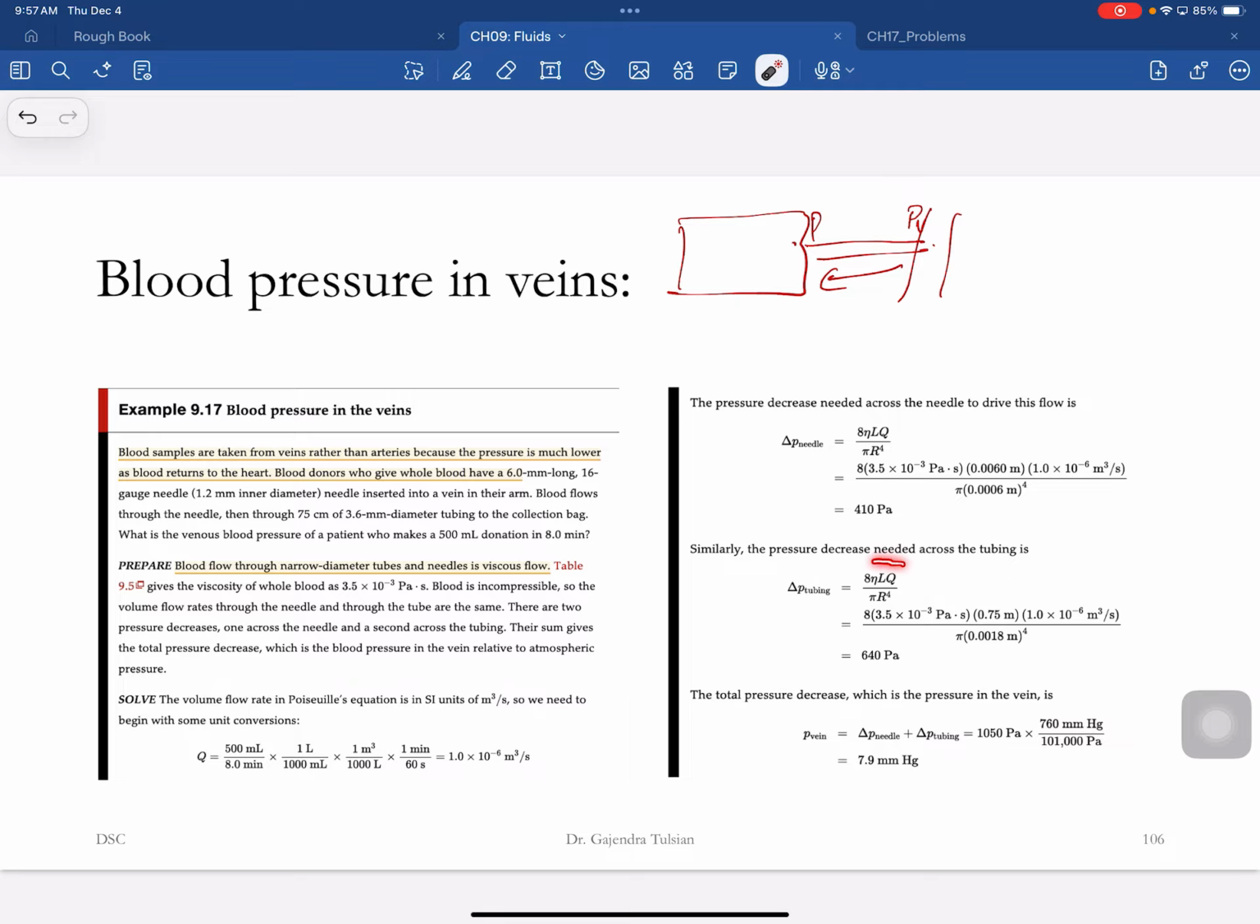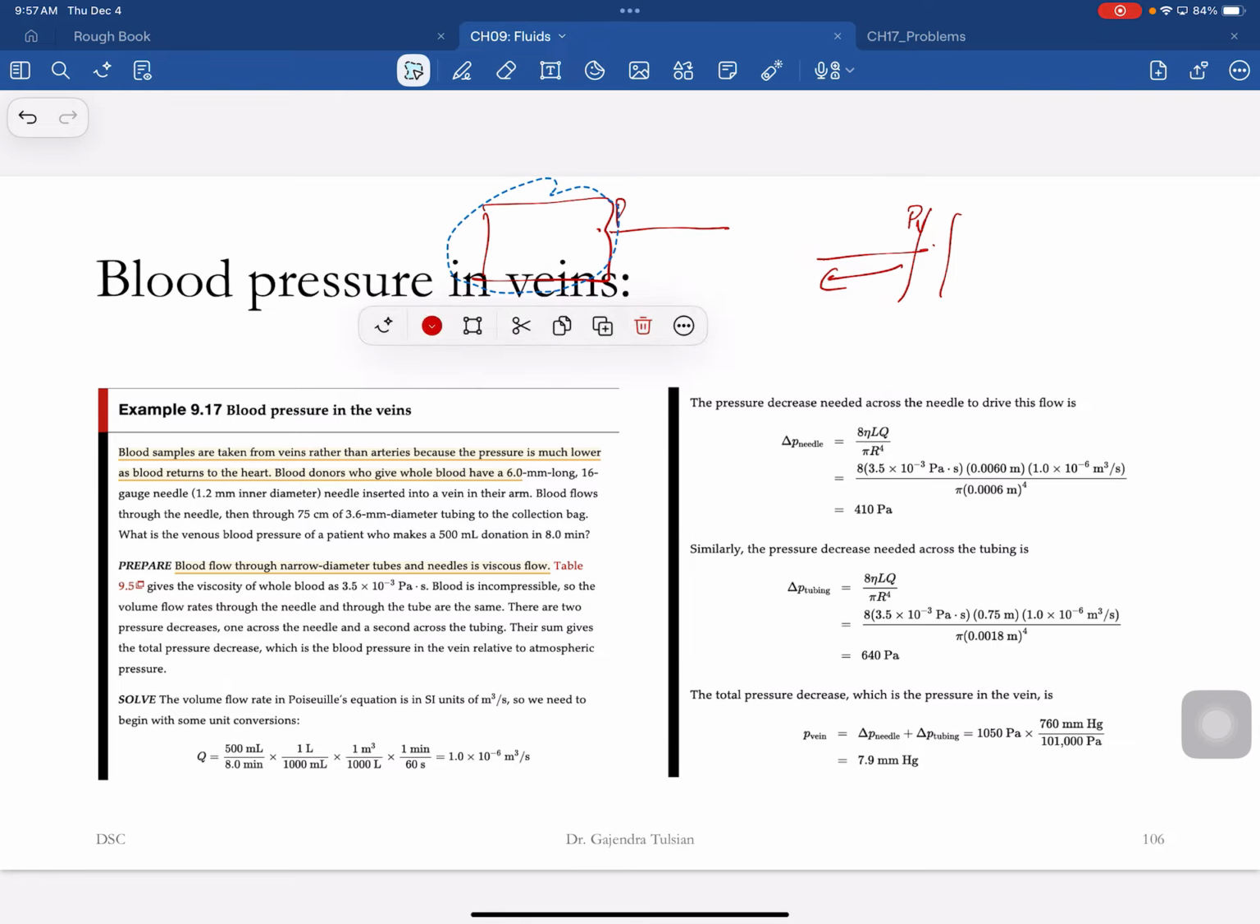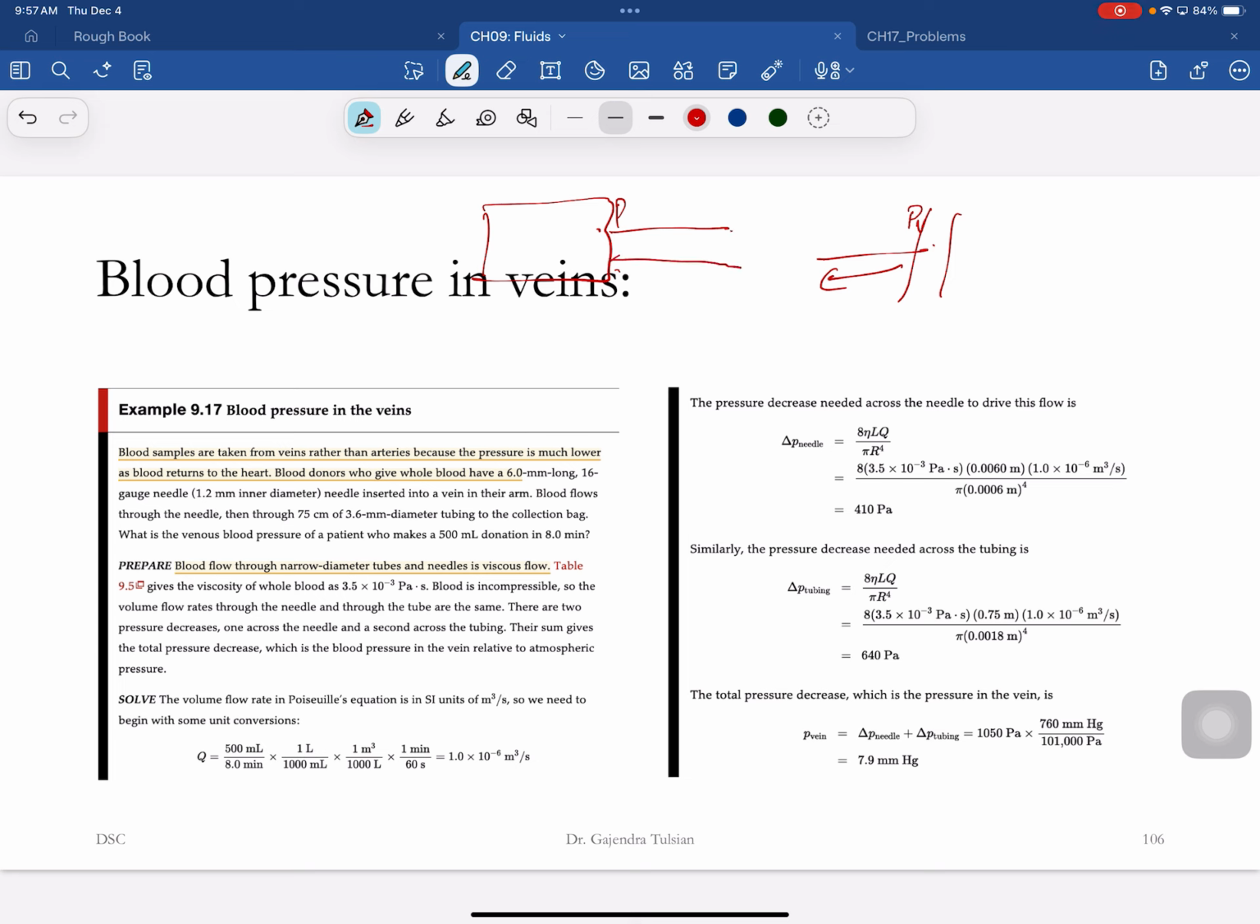And this is the needle, and then there's a tube connected to the bag. So let me move the bag. And this tube is generally thick compared to the needle. So the pressure across the tubing that's needed is 640 pascals, and again, the same formula. The length of the tube is about 2 feet.